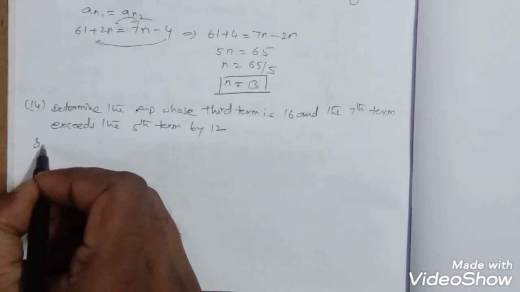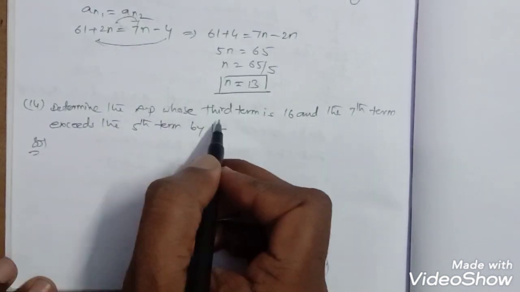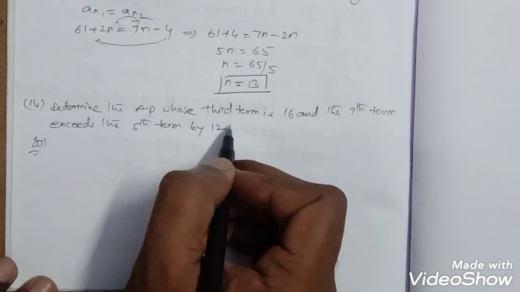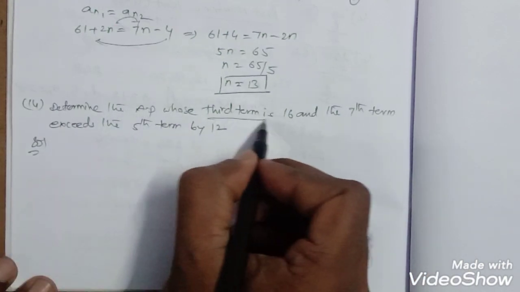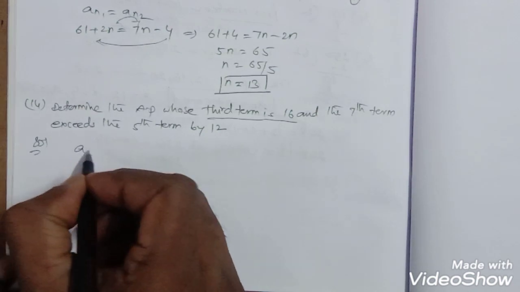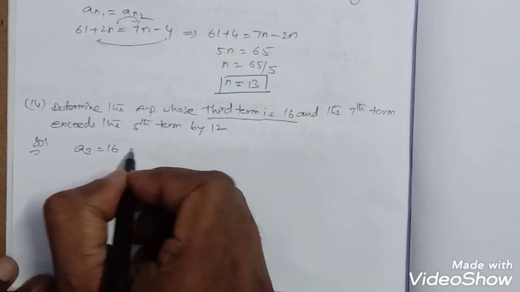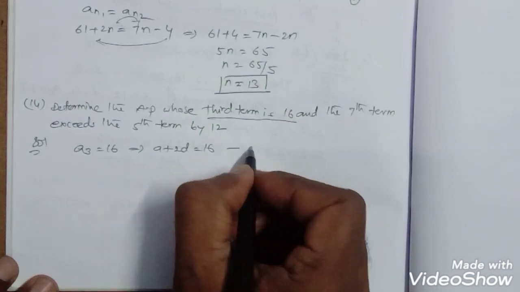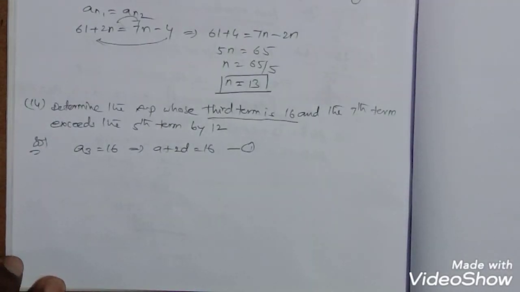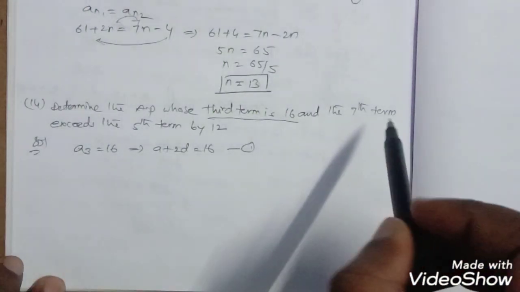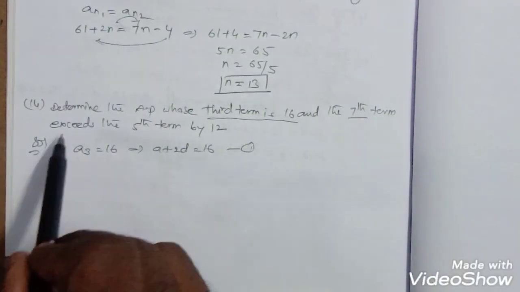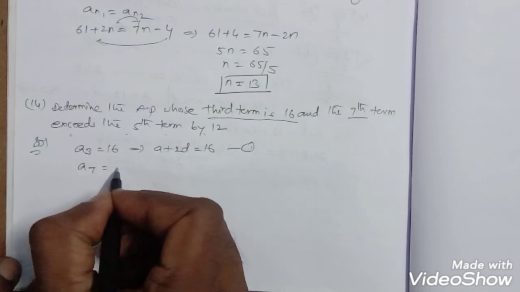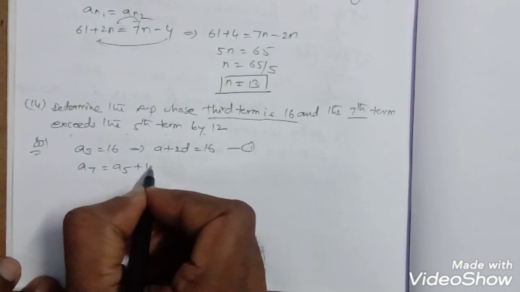So your next question is given as: determine the arithmetic progression whose third term is 16 and the seventh term exceeds the fifth term by 12. Now as per the question they have given the third term is 16. So I can write a3 is equal to 16. a3 I can write as a plus 2d is equal to 16. So denote this as the first equation. Then what have they given next? The seventh term exceeds the fifth term by 12. Means you can write a7 is equal to a5 plus 12.